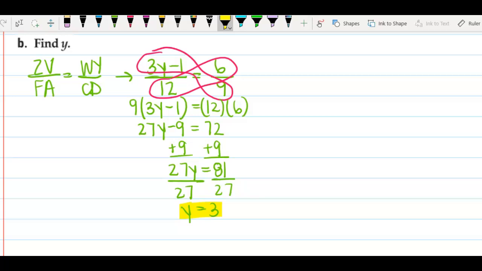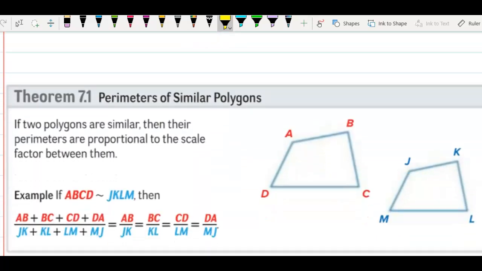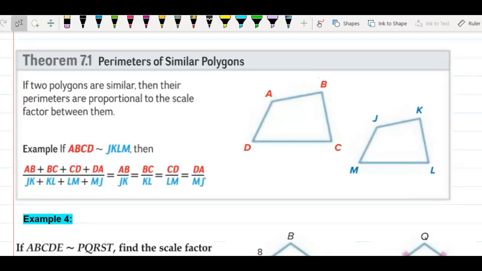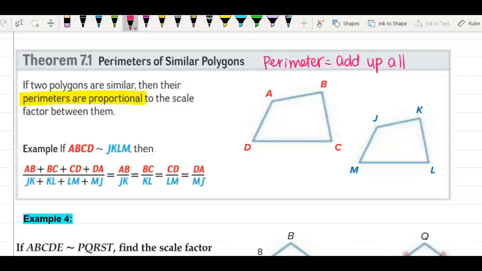All right, we're going to cover one more thing, and then I'll wrap up the video. So the other thing about perimeters of similar polygons is that their perimeters are also proportional. Perimeters are proportional, okay? And they're actually proportional by the same scale factor. So if you forgot perimeter, you add up all of the sides.